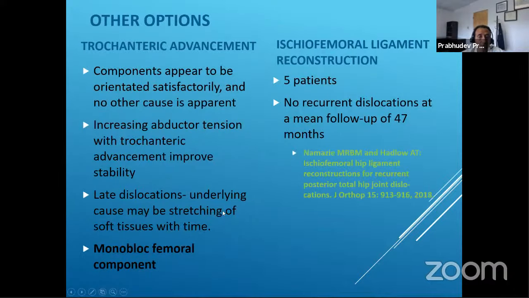There are some other techniques which have been defined in the literature, which can be utilized in some circumstances. Trochanteric advancement, again, is not used commonly now because with modular components, trochanteric osteotomy is not a common technique. This can be utilized when the components appear to be oriented satisfactorily and no other cause is apparent, and when we have to increase the abductor tension by advancing the trochanter. This can improve the stability.